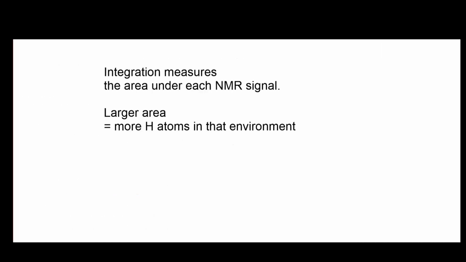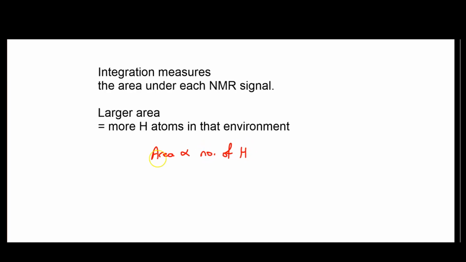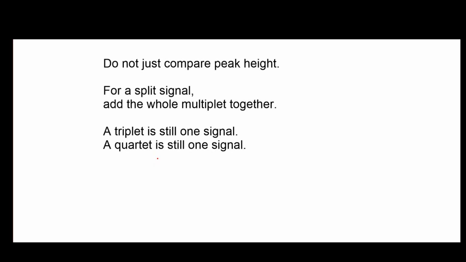Integration measures the area under each signal. A larger area means more hydrogens are responsible for that signal. In other words, area is directly proportional to the number of hydrogens. If a signal is split into a triplet or quartet, the whole multiplet belongs to the same hydrogen environment. Whole multiplet equals one signal area.